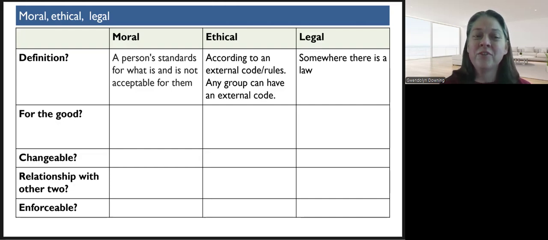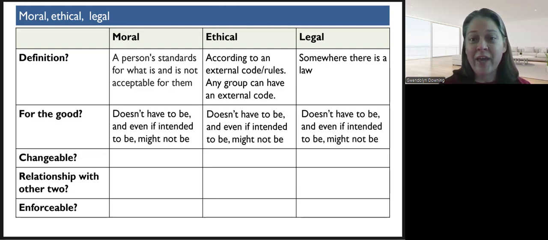All right, so next question. Are they for the good? And for all 3, we have the same answer. They don't have to be, and even if they're intended to be, they may not be. So then, are they changeable? And for all 3, we have all 3 can change. They may not, but they are capable of changing.